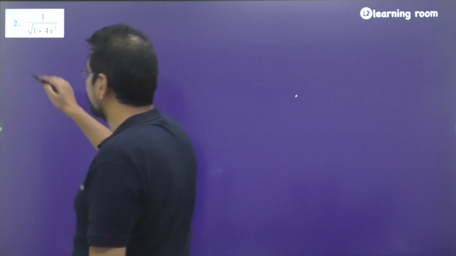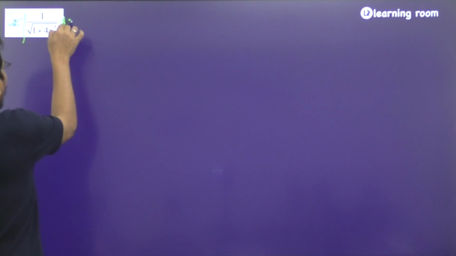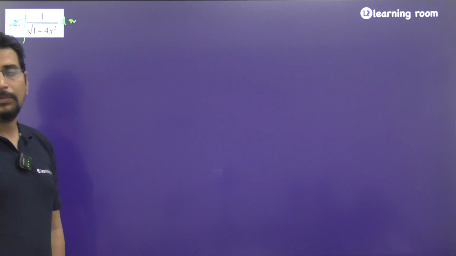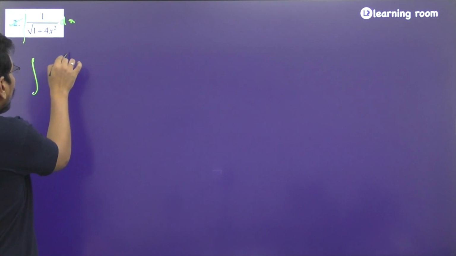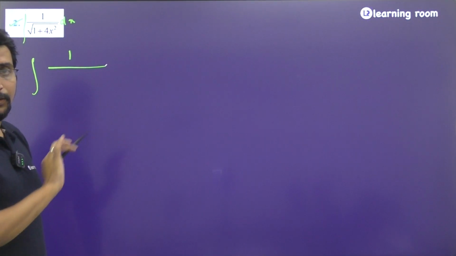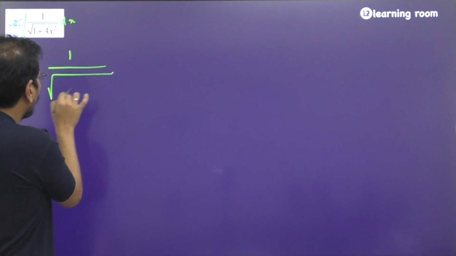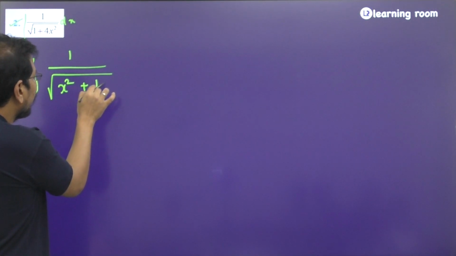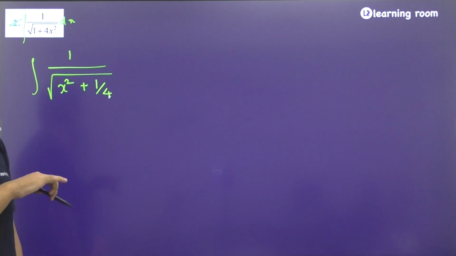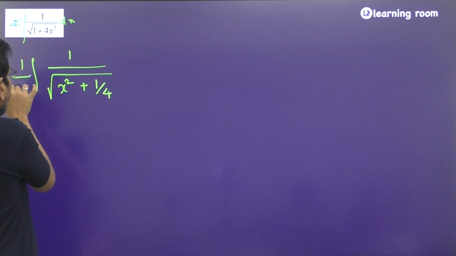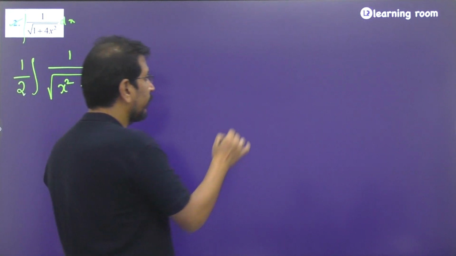Second problem. We need to find the integral of 1 by root of 1 plus 4x square. This can be written as the integral of 1 divided by, take the 4 outside, square root of x square plus 1 by 4. But what am I taking outside? I'm taking out 4. So what will be in the denominator? It will be 2. Did you all understand this?